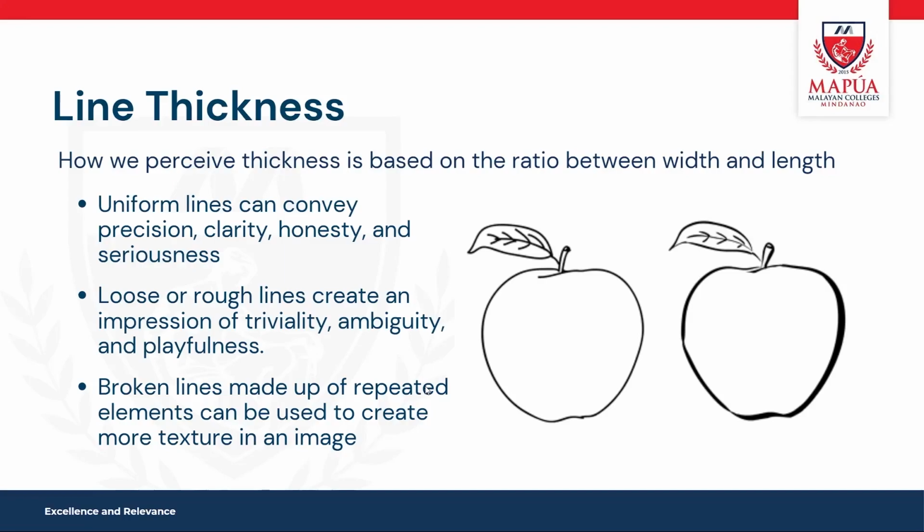So uniform lines can convey precision, clarity, honesty, and seriousness, while loose and rough lines can create an impression of triviality, ambiguity, and playfulness. So the maintenance of the consistent thickness or inconsistent thickness can already dictate something about the character. Is this character rough? Is this character more uptight? So it depends on how you use the lines. At the same time, line thickness gives a bit more dimension to your characters. It can imply shadow, it can imply light.